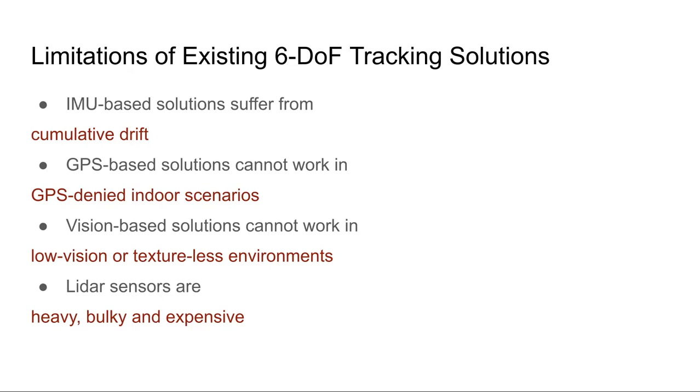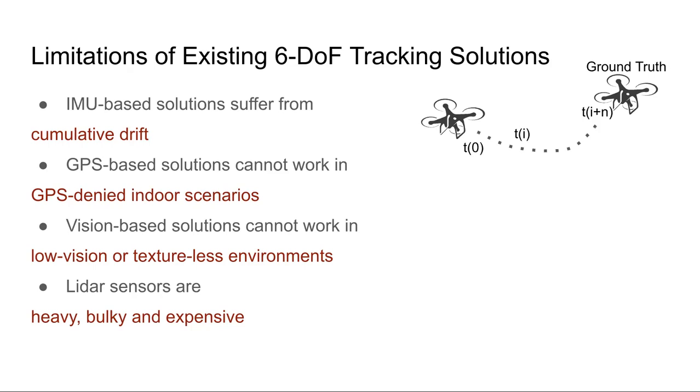But IMU-based solutions suffer from cumulative drift. What is cumulative drift? Let me take a concrete example. Here we have a drone, and this is the ground truth trajectory. It flies from time 0, through time i in the middle, to time i plus n at the end of the trajectory. If we use only IMU-based solutions, we have IMU cumulative drift.